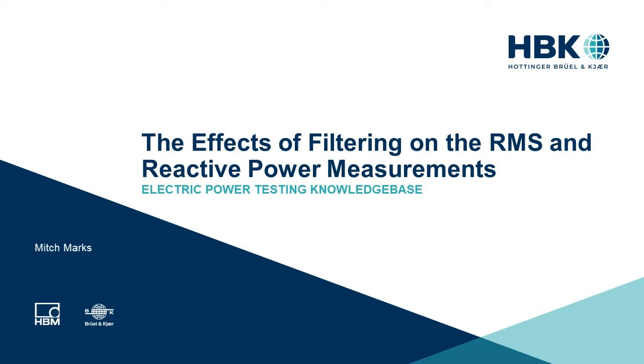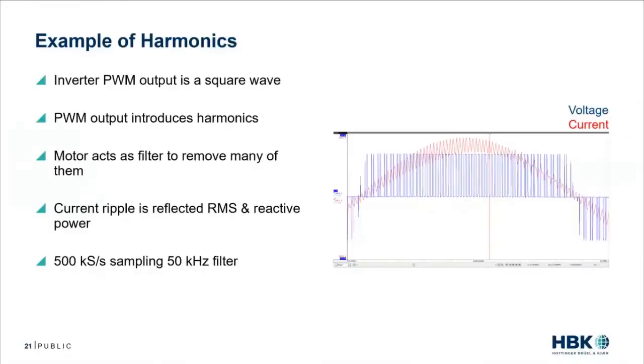I'm sure a lot of people here are coming from more of an electric vehicle background. You're really concerned about inverters and PWM and current ripple and all this good stuff. So an inverter PWM output is effectively a bunch of square waves. And if we remember, our square waves had a lot of harmonics. So PWM really likes to introduce harmonics.